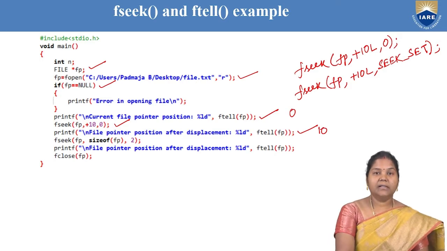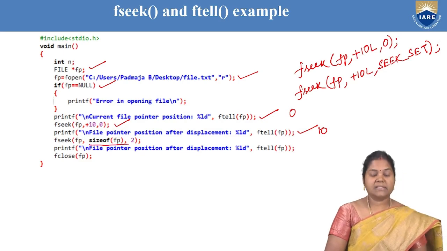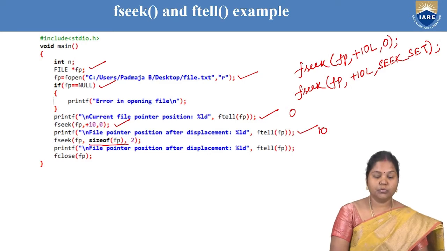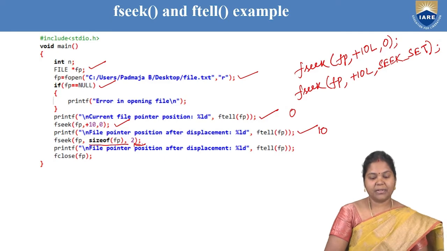Similarly, if you want to move some bytes, the displacement can also be written like this: fseek, fp, size of the file pointer, from 2. 2 means you are talking about the end of the file. Similarly, you can check after that what the current file pointer position is.